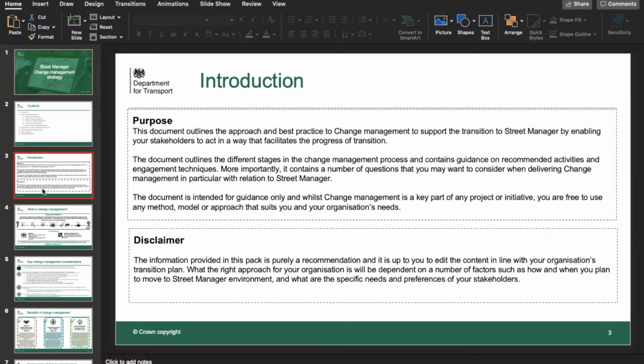The purpose of this document is to aid your approach in supporting the transition to Street Manager and should be used as a guide rather than a compulsory to-do list. Feel free to use other techniques if you believe they will be of benefit for your organisation.